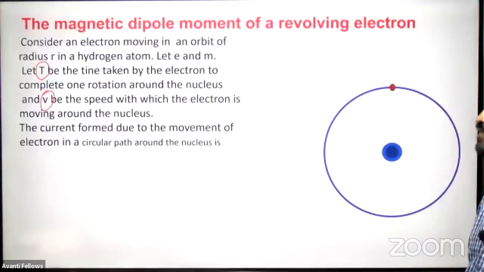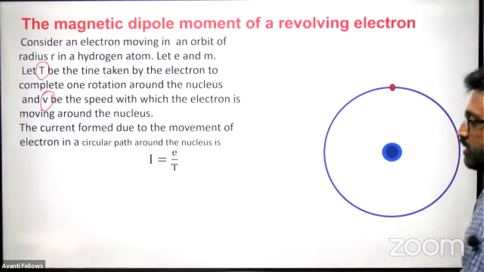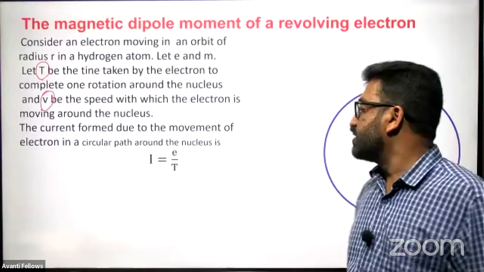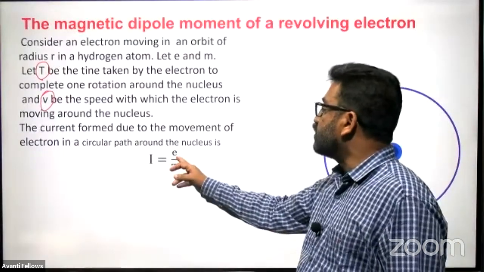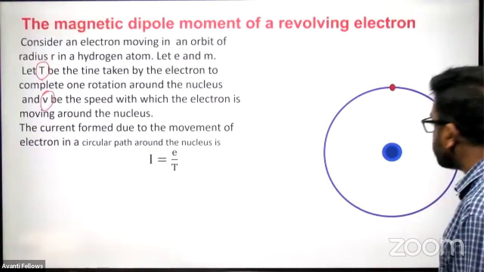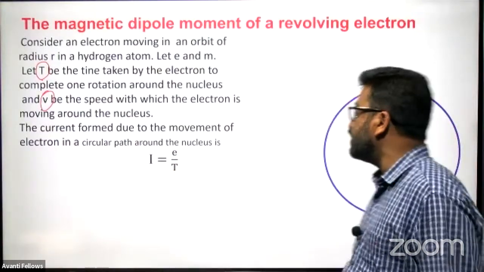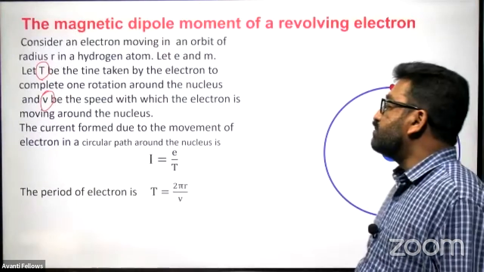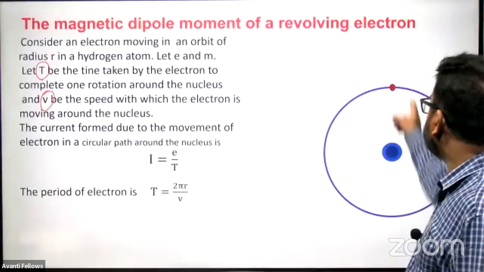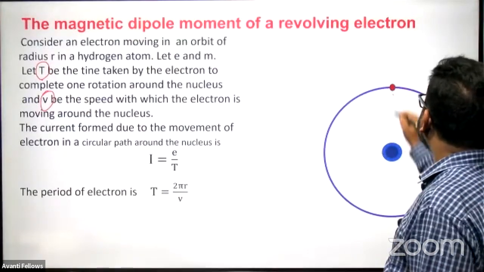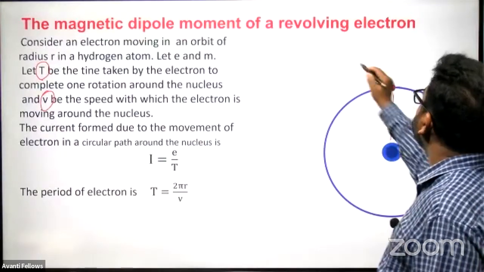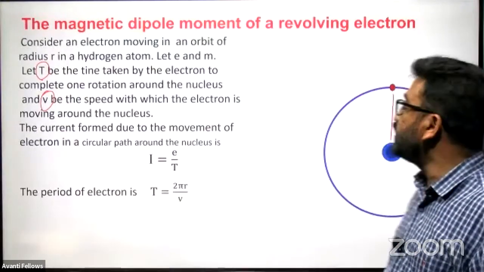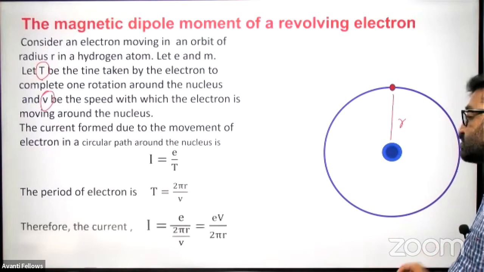If it is so, the current formed due to the movement of the electron in a circular path around the nucleus is I equals e divided by T. The general equation for current is the rate of flow of charge. So the charge is e, a single electron, divided by the time taken for one complete rotation, capital T. So it will be e by T. The time period of the electron is total distance; the radius here is R, so the total distance will be 2 pi R, divided by velocity. That will be the time period of the electron.